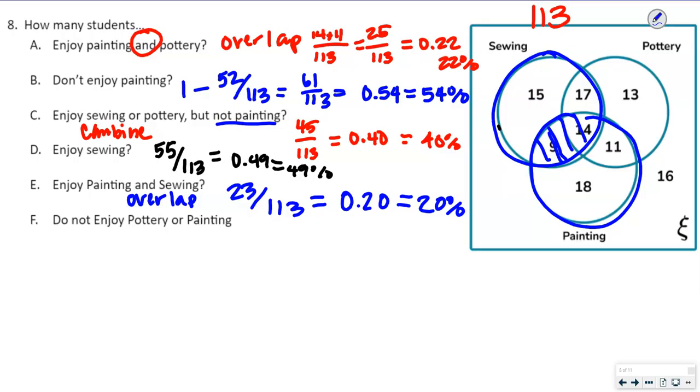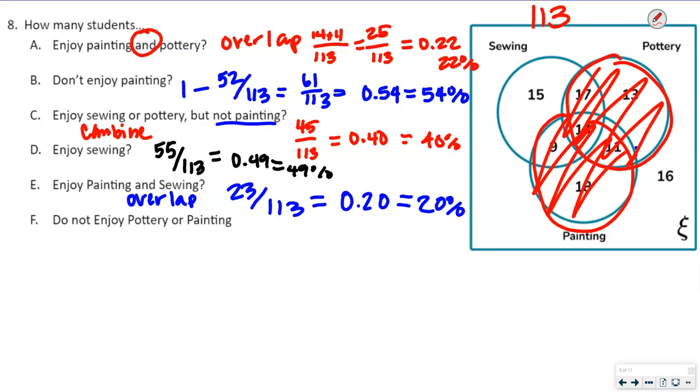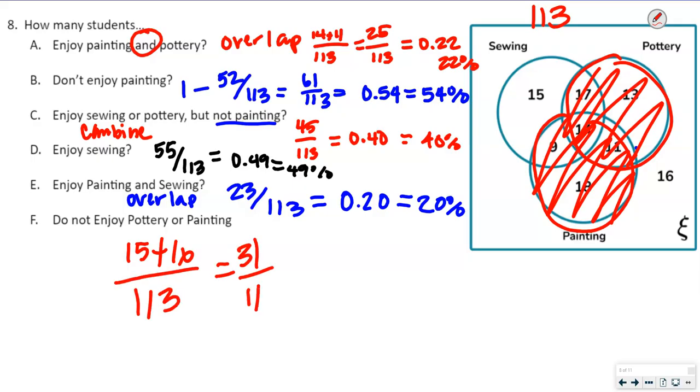Okay. Our last one is do not enjoy pottery or painting. Okay, so on this one, here's our pottery, here's our painting, and if it says do not enjoy that, right? So this time, these are all the people that don't enjoy that, right? So what's left? 15 and 16, right? So we're going to do our 15 plus our 16 over our 113. That would have been 31 over 113. Now there's another way to do this. I'm going to show you in a minute. Okay, that's 0.27, which is 27%.